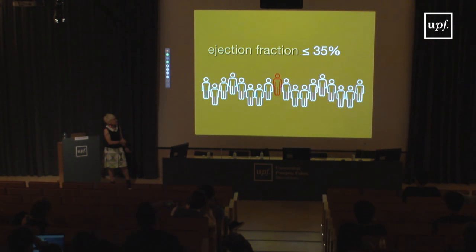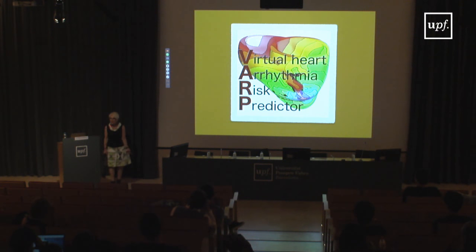So what we set out to do is to come up with a better way to evaluate whether a patient needs a defibrillator implanted because they have a risk of sudden cardiac death. So we created what's called the Virtual Heart Arrhythmia Risk Predictor, or VARP. This is a simulator that uses the patient's heart to predict whether the patient will have an arrhythmia, and we pace from many locations and then watch whether they will have one.